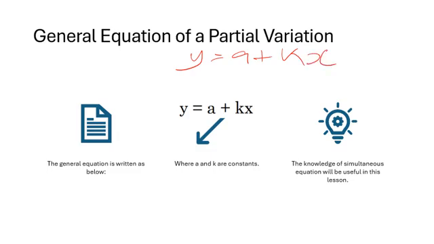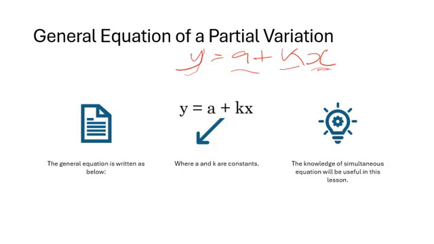This one could be the value, like the cost of running a school. This one could be the number of students. This is just a constant, and we also have a constant, like salaries, cooking salaries. So this is a general equation, and from this general equation we are saying a and k are constants.